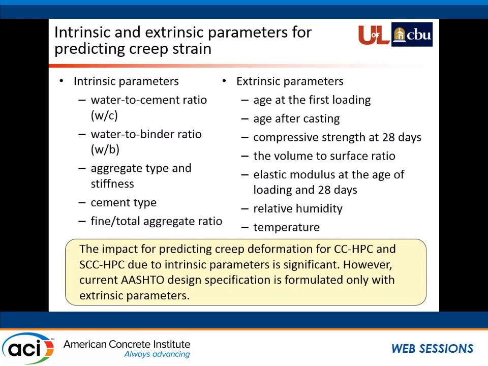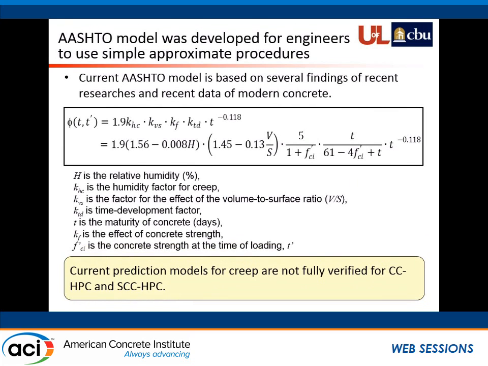We try to modify the AASHTO design code. Dr. Bai will present further. But if we include some intrinsic parameters, for which we have some data available, then we can have a better prediction model. So that's the starting point of our research.